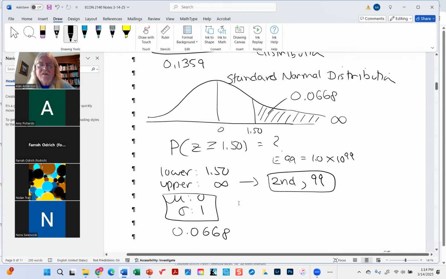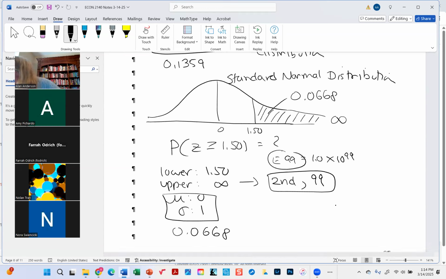So in other words, in this case, the lower limit is 1.5, the upper limit is infinity, which we will implement as second comma 99. And when you do this correctly, you should see in the window that it is replacing that with E99. This is how the calculator expresses scientific notation. We'll continue to use the mean of 0 and the standard deviation of 1. And if you do this correctly, you'll see that the shaded region is 0.0668 when rounding to 4 places, right? Good. If not, that means there's a typo in there somewhere.